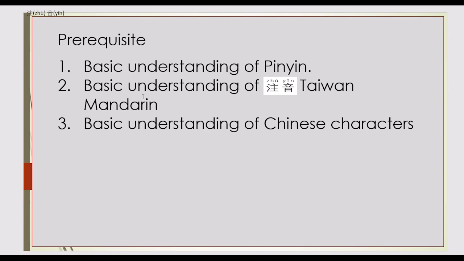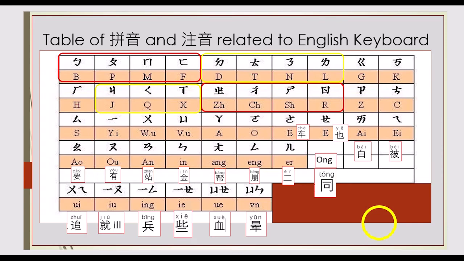If you are learning Putonghua, it's okay. You can type in using Zhuyin Shurufa, the Taiwan Mandarin input method, as well. 3. The basic understanding of Chinese characters. Of course, you can write some basic Chinese characters. So the prerequisites of this lesson are these three points. Are you ready? If you are ready, we go to this table.